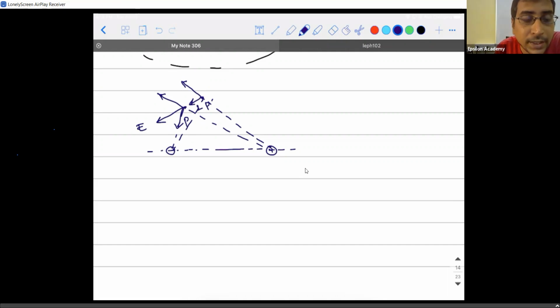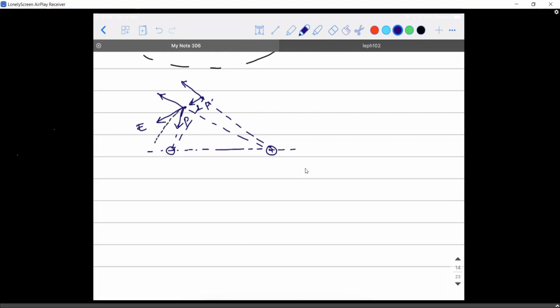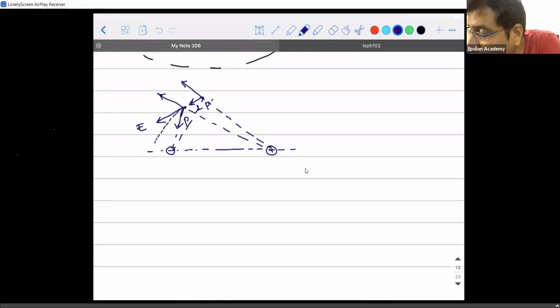So how is the equipotential surface supposed to be? The equipotential surface will be perpendicular to the electric field. So if you take all the perpendiculars to the electric field and join those points, the shape you will get will be something like this. That is how they are drawn.